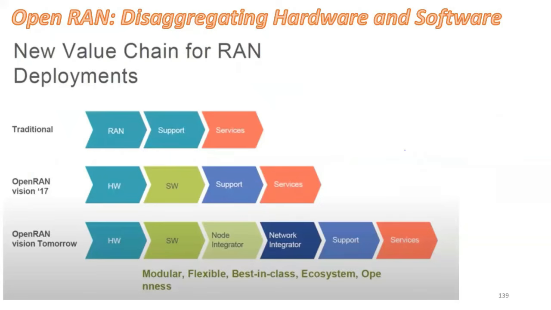Okay. So this is what we have seen, that in traditional RAN we have RAN support and services, but in the open RAN everything will be disaggregated into hardware and software, right? Hardware and software, everything is disaggregated, like node integrated, everything will be disaggregated in the future RAN, right?